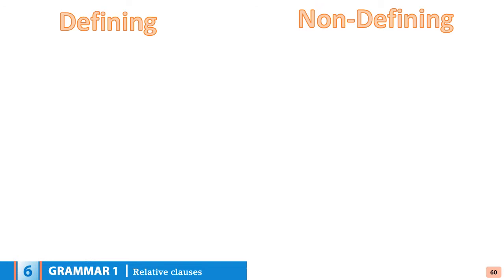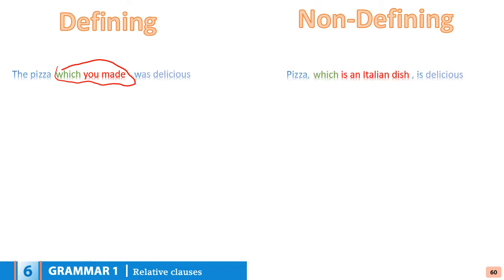Let's see the difference between two different sentences, defining and non-defining. Okay, let's start. The pizza which you made was delicious. If I don't say the relative clause here, I don't know what pizza you're talking about. Non-defining, I mean, this is extra information that we don't really need. Pizza is delicious. In general, I like it. Pizza, which is an Italian dish, is delicious, okay? As you can see, I can take it away and still make sense.